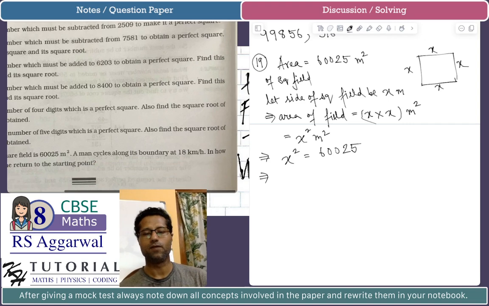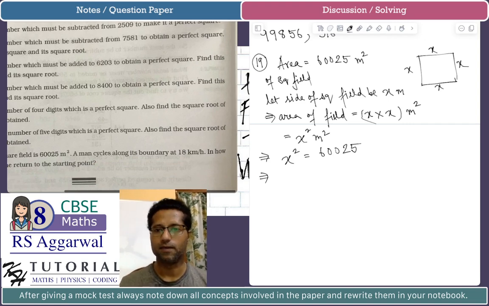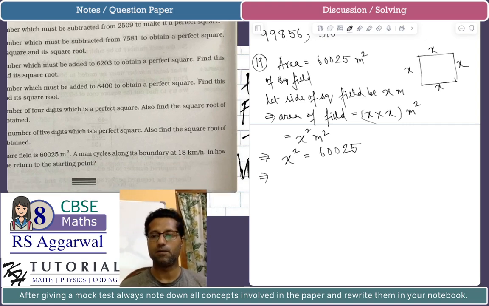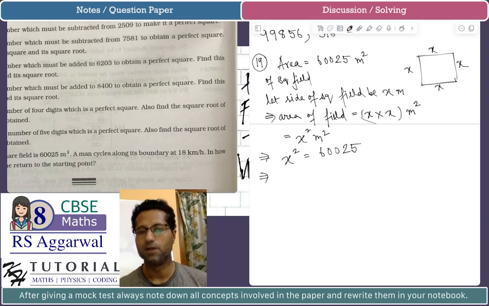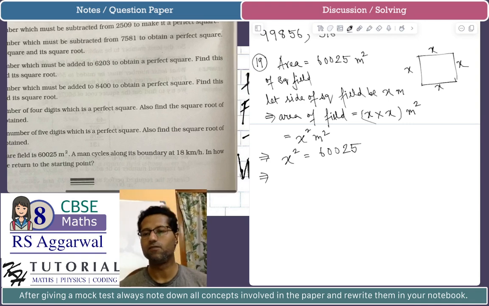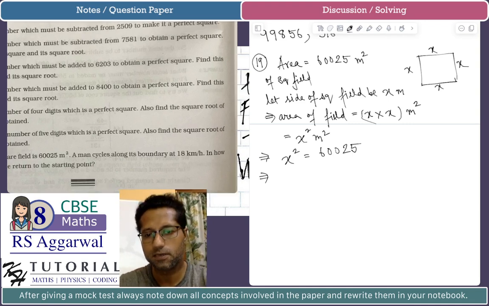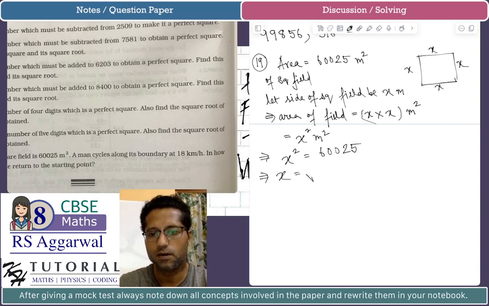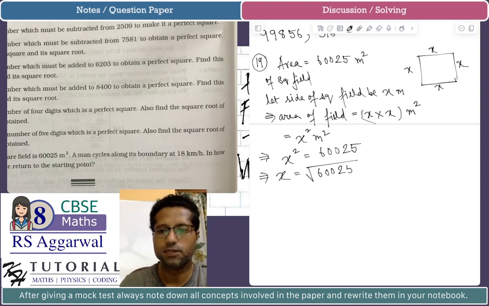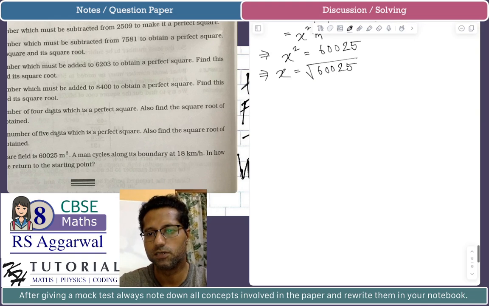So for that we need to find the side of a square, because we need to find the entire boundary, and the boundary will be the perimeter of the square field, which will be 4 times the side. So that is the reason we have to find first the side of the square. So this implies x is equal to the square root of 60025. So let's now find the square root of 60025.